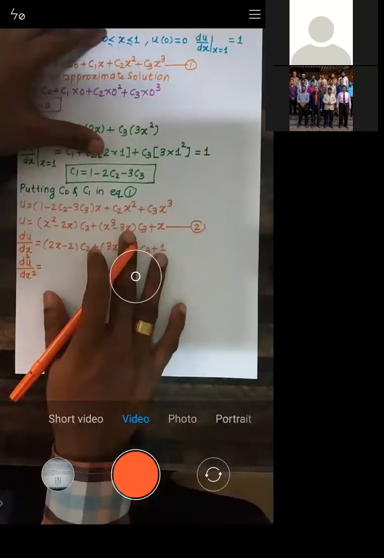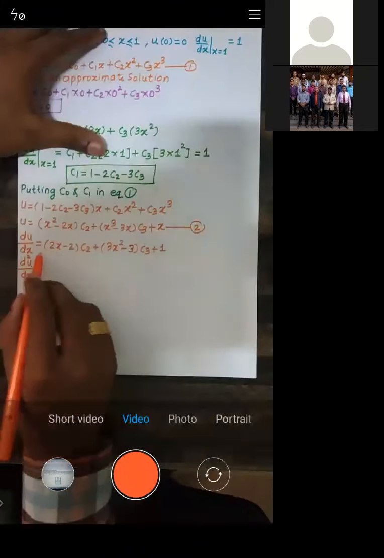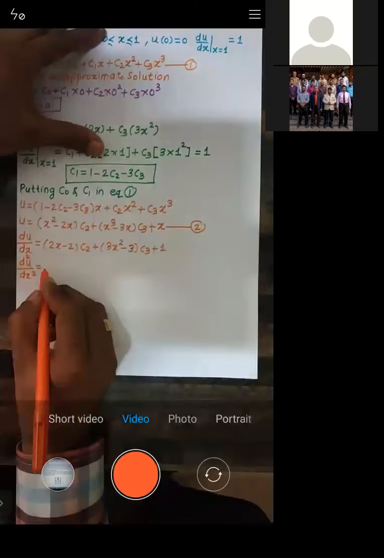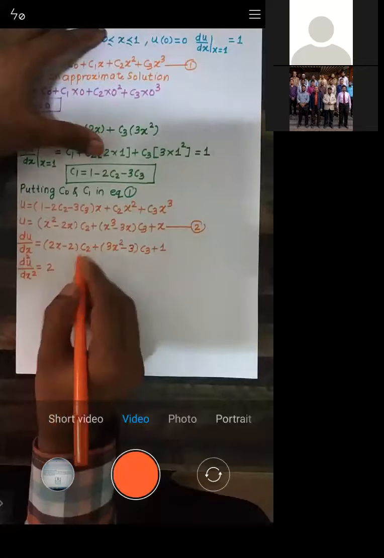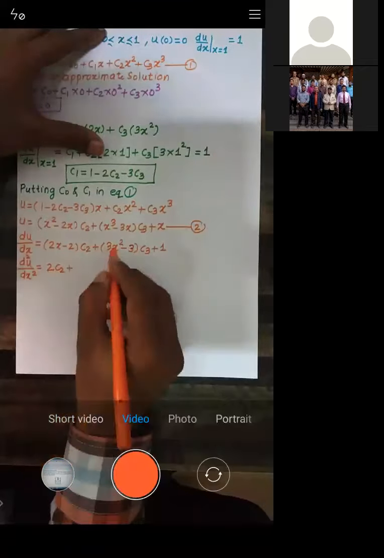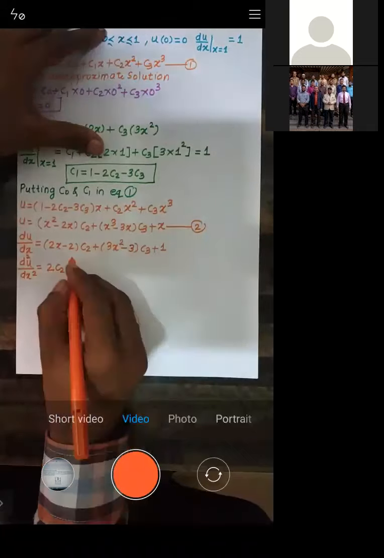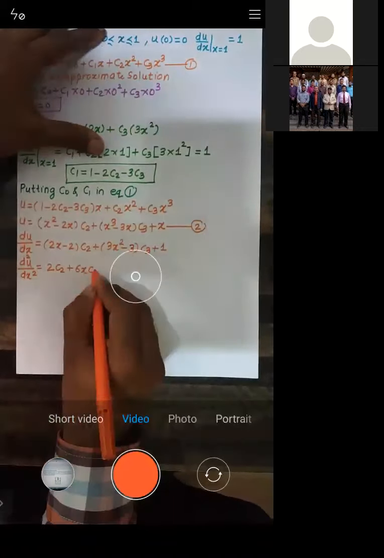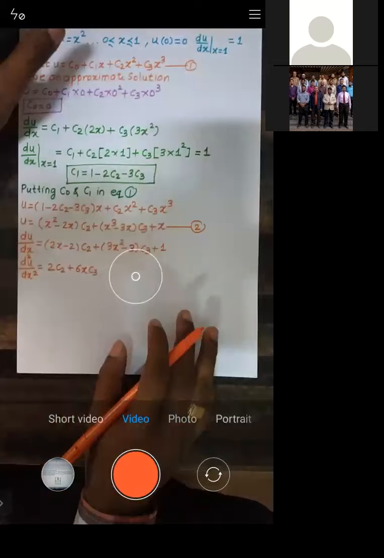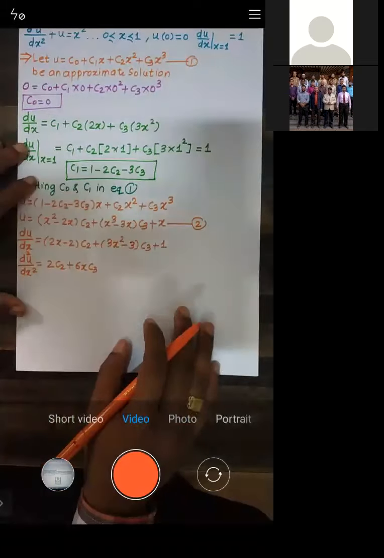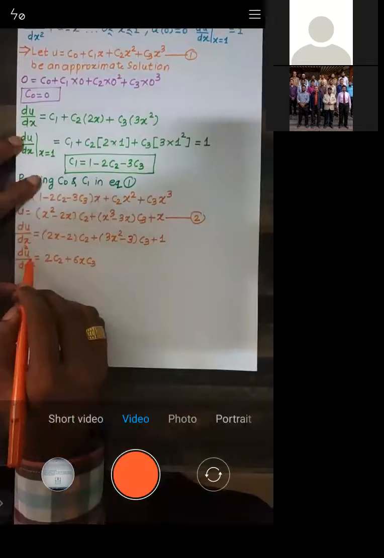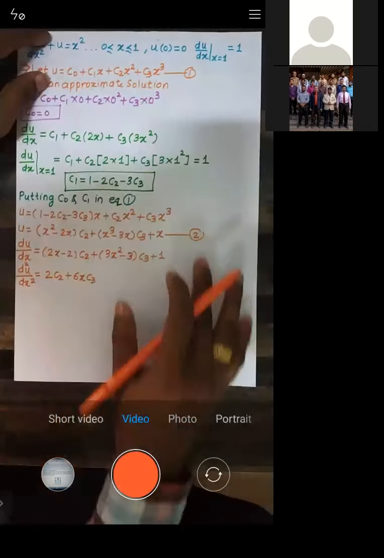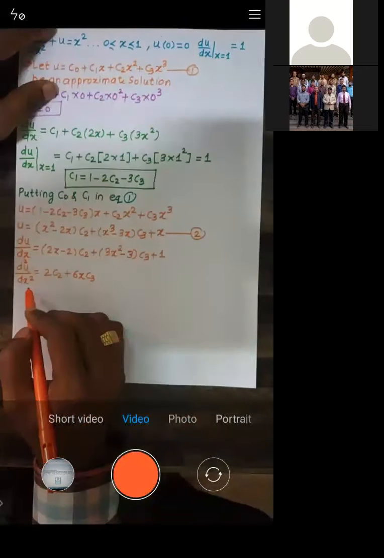What is the derivative of 2x? Let's differentiate this term one more time. The derivative of 2x is 2, the derivative of 2 is 0, so that is 2c2, plus the derivative of 3x² is 6x, the derivative of 3 is 0, into c3, plus the derivative of 1 is 0. We have differentiated this term one more time, so that becomes ∂²u/∂x². Now we have this d²u/dx², and the value is known.